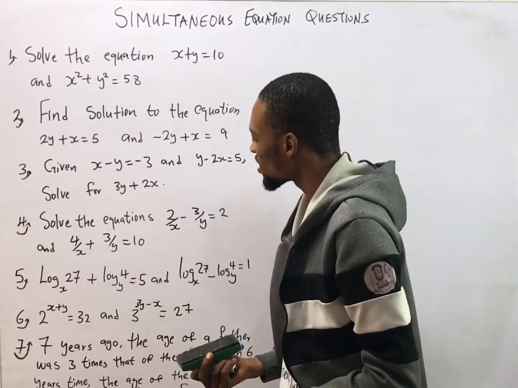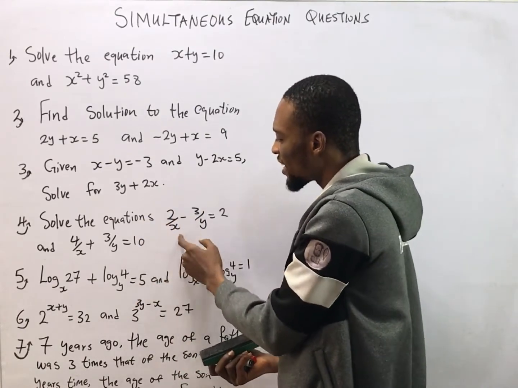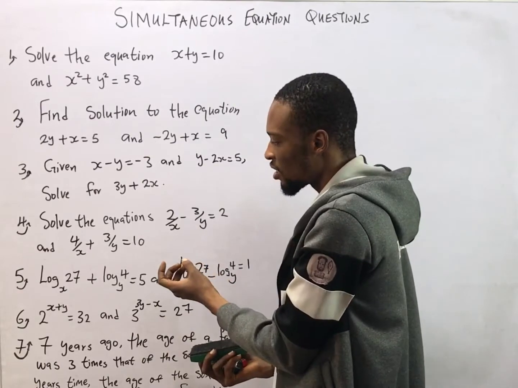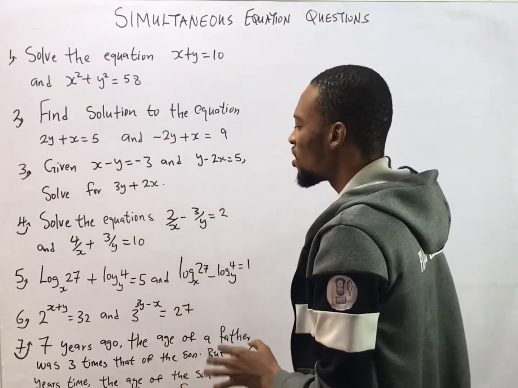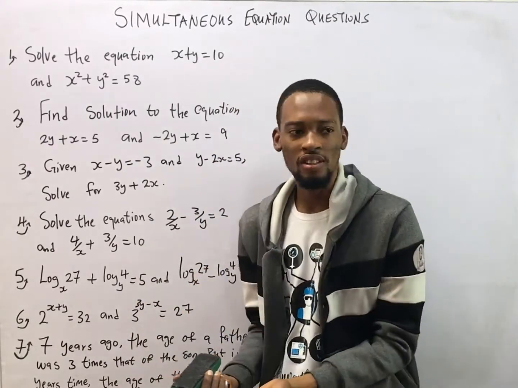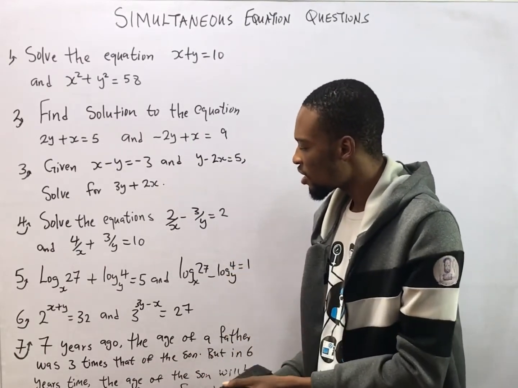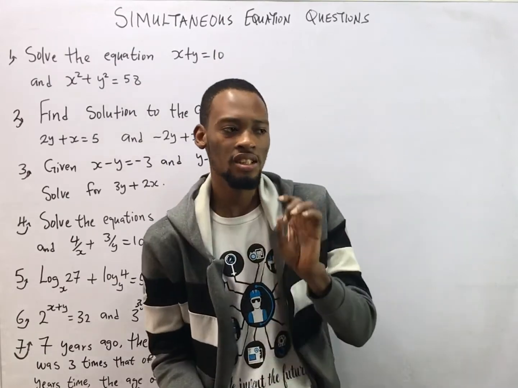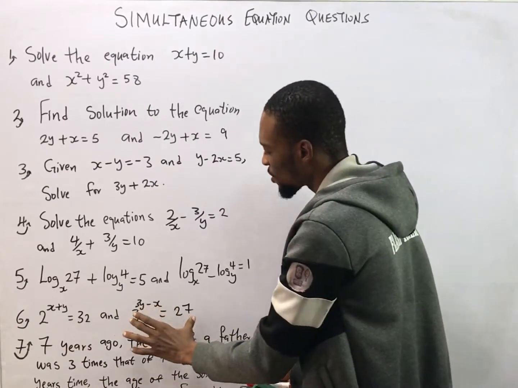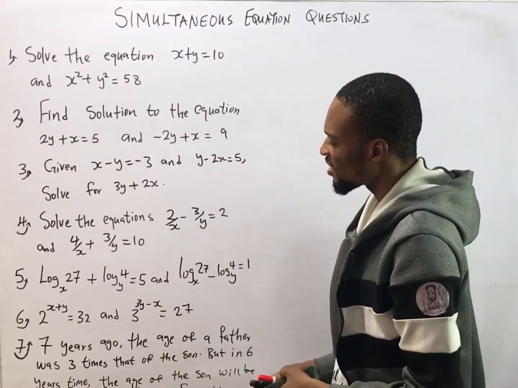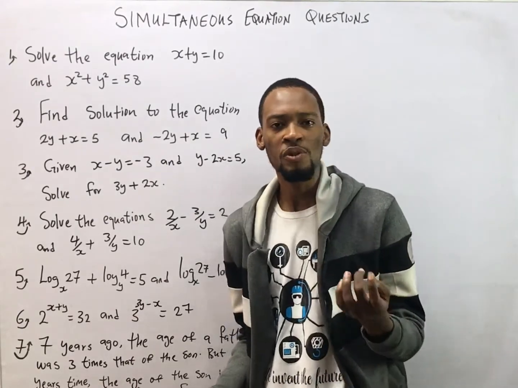The fourth type you come across is fractions. x and y will be in fractional form. In this case, 2 over x is the same thing as 2 times 1 over x. So they are not in whole numbers. The fifth is the log simultaneous equation question. They will come in logarithm form. And the sixth is indices, simultaneous equation in indices form. Use the knowledge of indices to solve the simultaneous equation. And the 7th type of question is word problems leading to simultaneous equation.